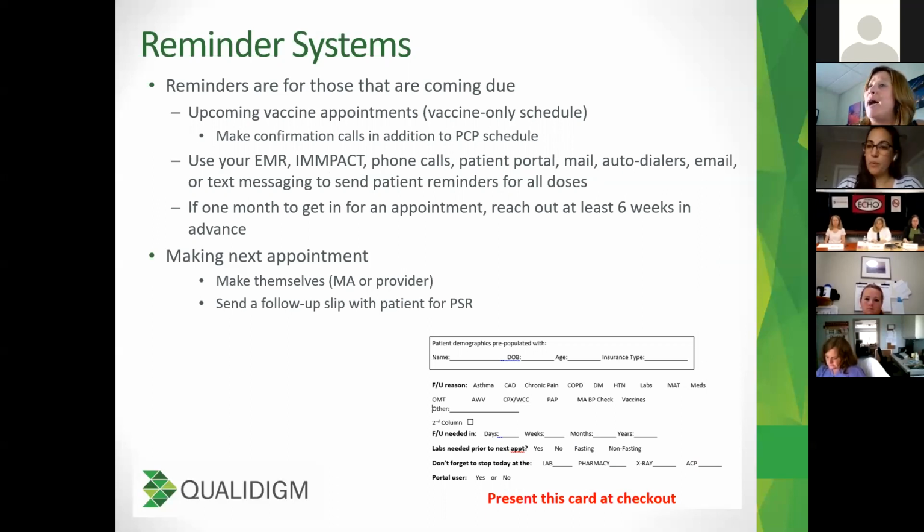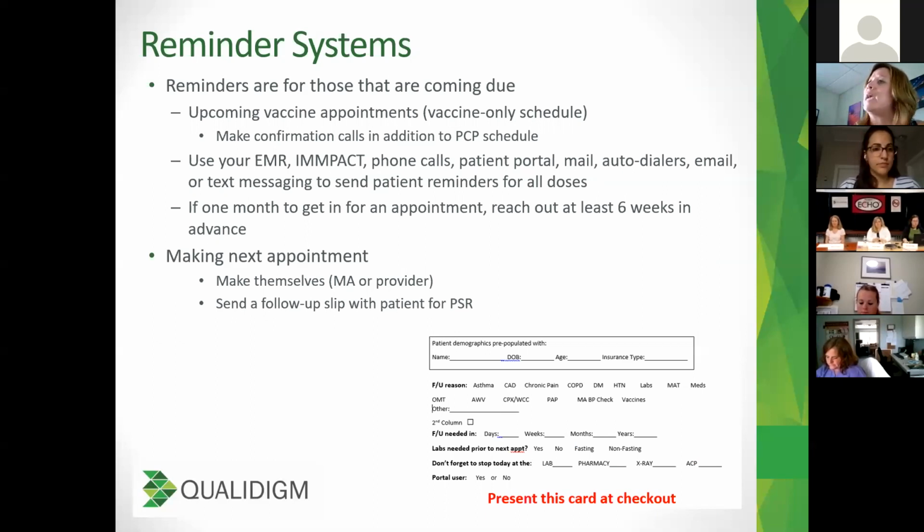The other aspect or system you can put in place, or you need to think about the workflow, is in regards to making their next appointment. So you see them for their well child, or you see them for the vaccine appointment. How do they leave your office with an appointment? And that's really something you should focus on as well. You could have the MA or the provider make that themselves. If they don't have time or you don't allow that sort of structure, you could send a follow-up slip with the patient to the PSR or the receptionist.